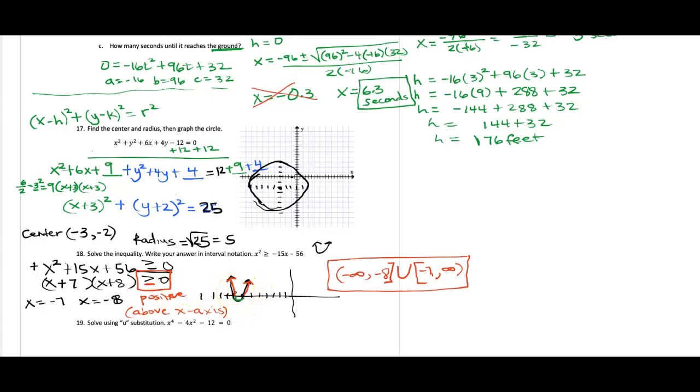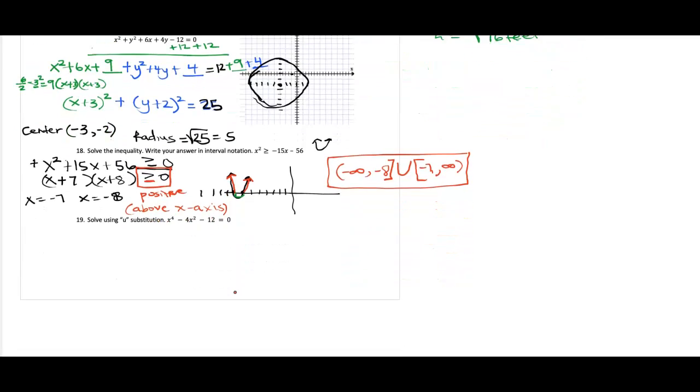Do you always read graphs left to right? Yes, that's a good question. Always, always, always from left to right. And so when we're writing out interval notation, that's why it always goes from left to right.